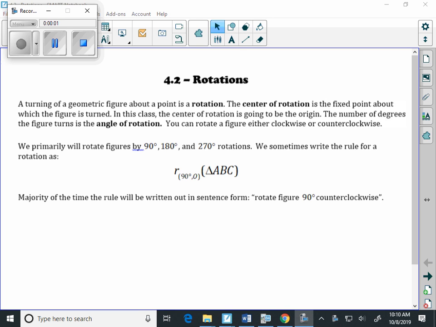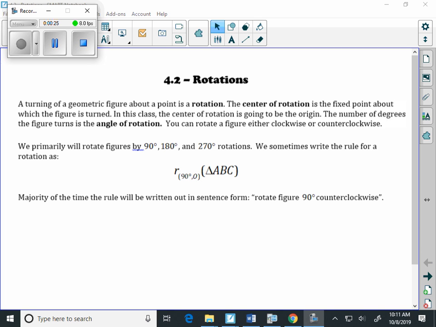I'm going to talk about rotations today. And a rotation, again, is another rigid motion. We're turning the figure somehow when we do a rotation. The center of rotation is the fixed point about which the figure is turned, and we're going to stick with the origin.